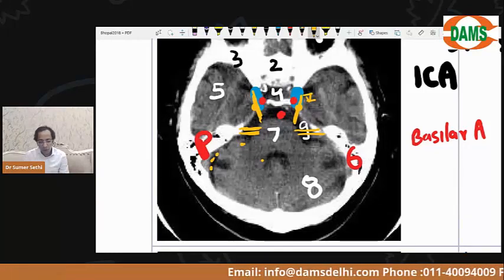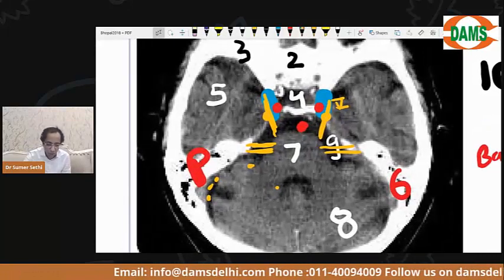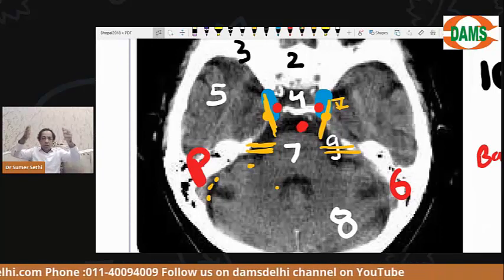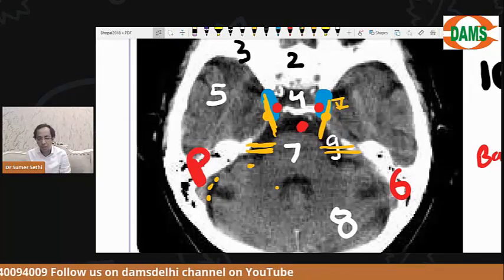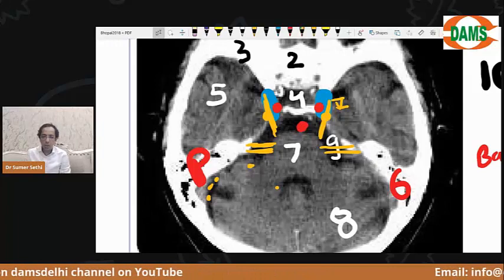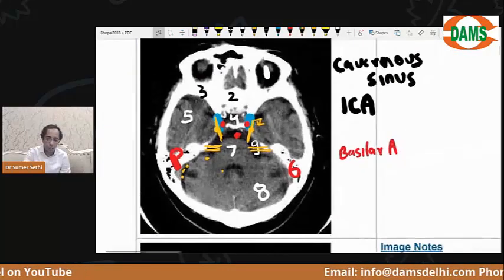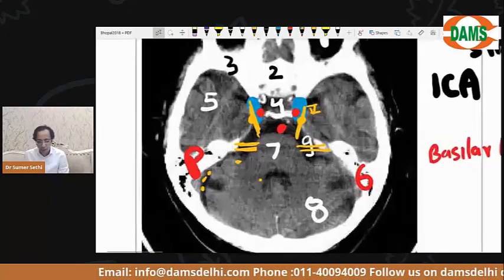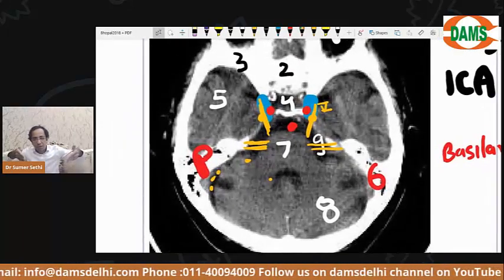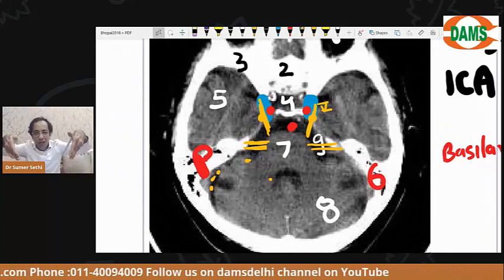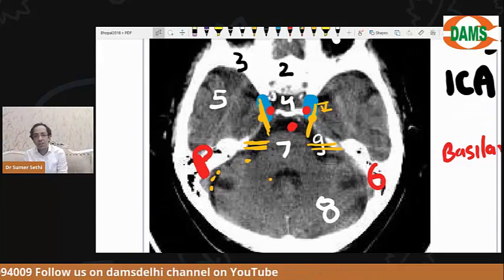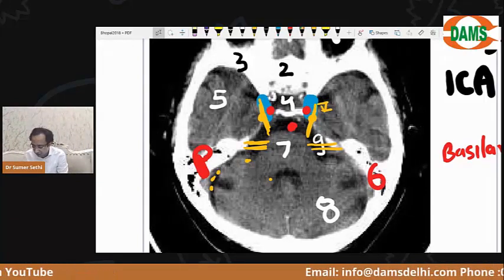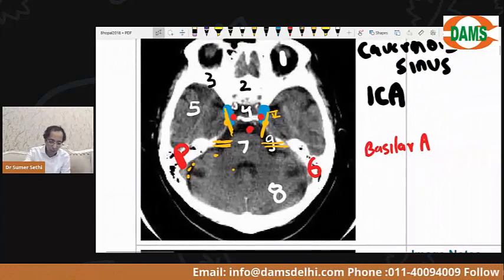Let me zoom it for you. This is how you think in radiology. If I know the sella turcica, on either side of it you should have the cavernous sinus. Medial to the cavernous sinus, you should have the internal carotid artery. Anterior to the pons, you have the basilar artery. And from the pons, the trigeminal nerve goes anteriorly towards the cavernous sinus, where you have Meckel's cave, if you remember from your first prof. Meckel's cave is the key here. Everybody understands?